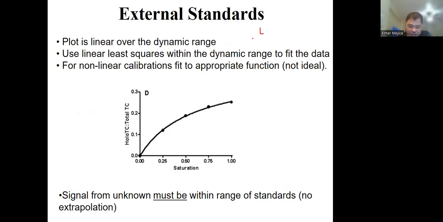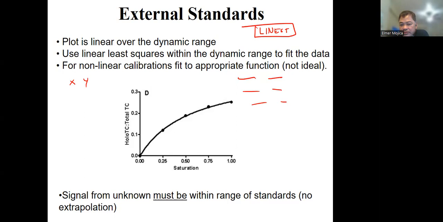Or I'm not sure if you're familiar with LINEST. Did you hear this word before, this function? No. So LINEST is what you use to make a calibration curve. You put in the x and y values and it will give you the different parameters like R squared, slope, and y-intercept. Okay.